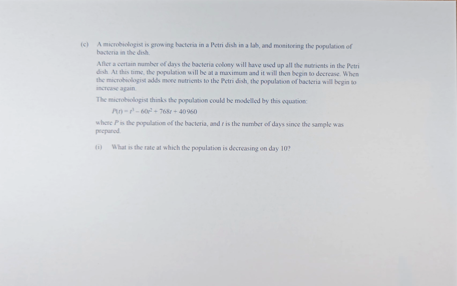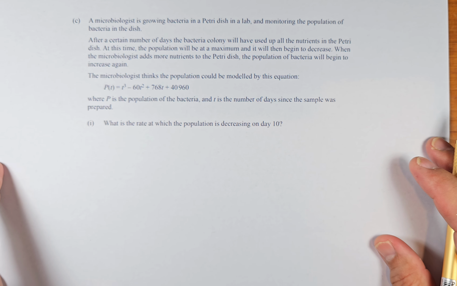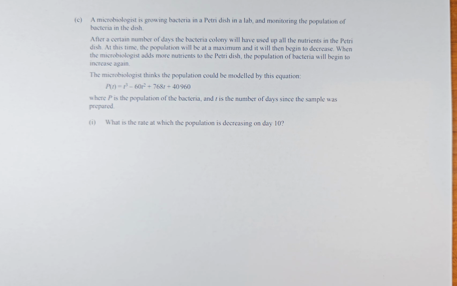Part 1 sounds like this, okay? Let's bring it up. A microbiologist is growing bacteria in a dish in a lab and monitoring the population of bacteria in that dish. After a certain number of days, the bacteria colony will have used up all its nutrient in the petri dish. At this time, the population will be at the maximum and it will then begin to decrease. When the microbiologist adds more nutrient to the dish, the population will begin to increase again.